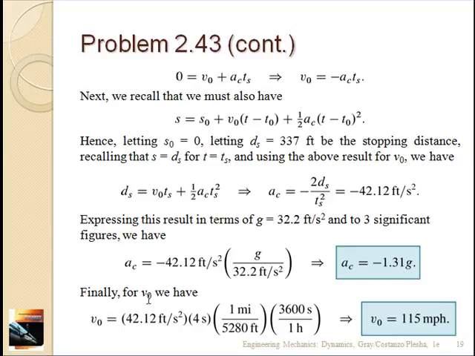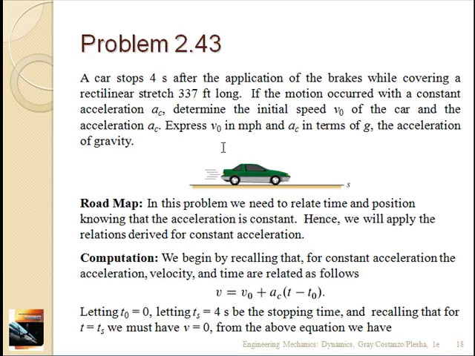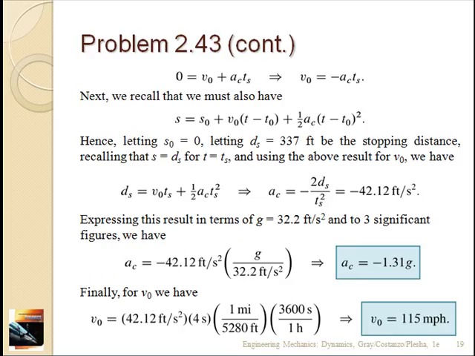Then once we know AC, we can put it back in here and solve for V naught, and V naught comes out to be 115 miles an hour. So to work this backwards, if this car is traveling 115 miles per hour and decelerates at 1.3 G's, then it takes 4 seconds to stop, and you travel 337 feet in doing so. By using those two equations that we worked out before, we could solve the whole problem.